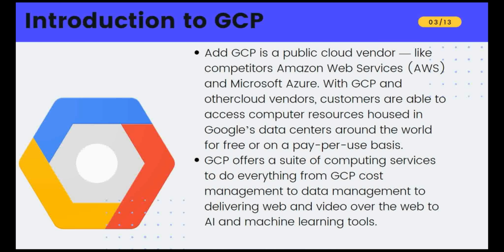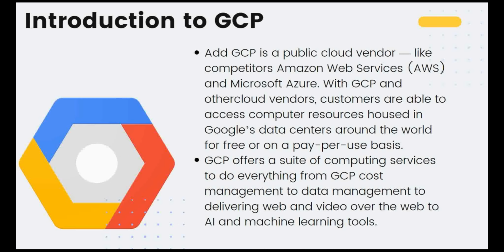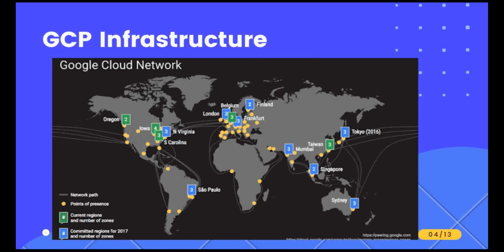Google Cloud Platform's infrastructure. When it comes to the infrastructure of the GCP, it is mainly divided into three components. They are Google Network, Edge Location and Data Centers.